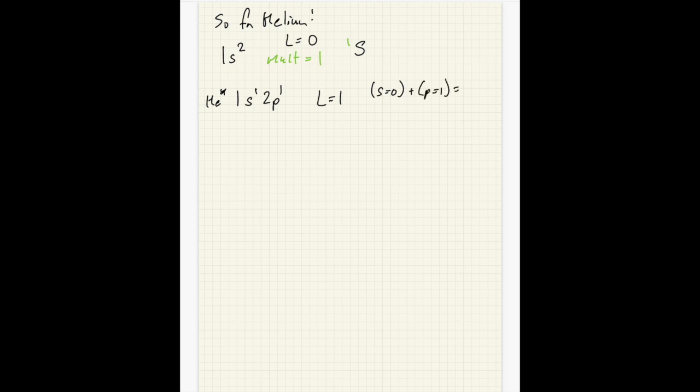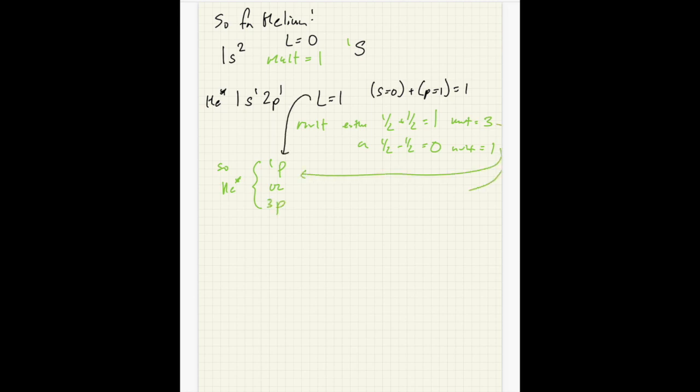Looking at the excited state, we have one electron promoted to a p orbital. Now we have L equal to 1 because of the p orbital. So big L is going to be equal to 1. And the multiplicity is either going to be 3 or 1, depending on whether the spins are aligned or paired up. So for this excited state helium atom, we can have two possible states, a 1P or a 3P. Both of them are possible.